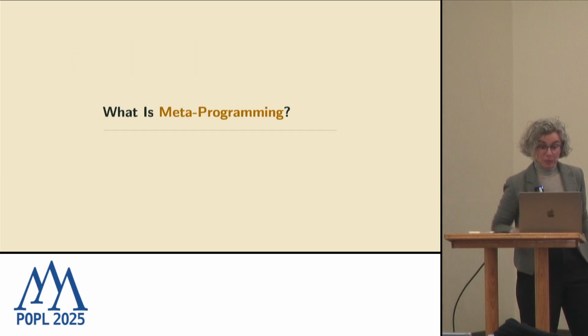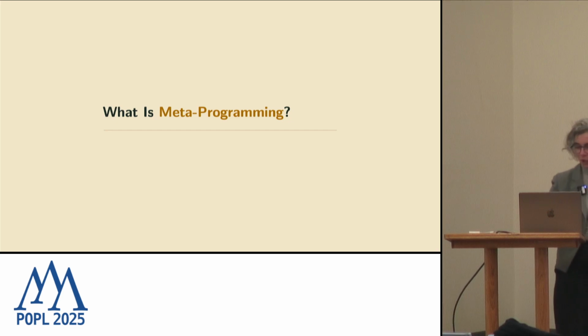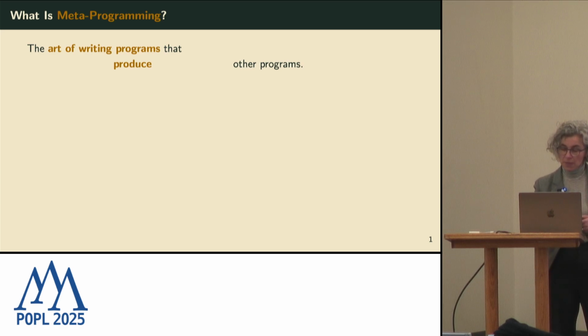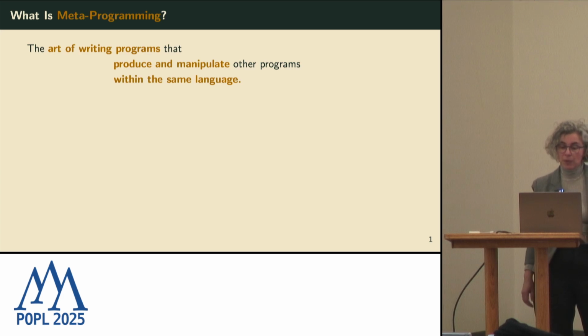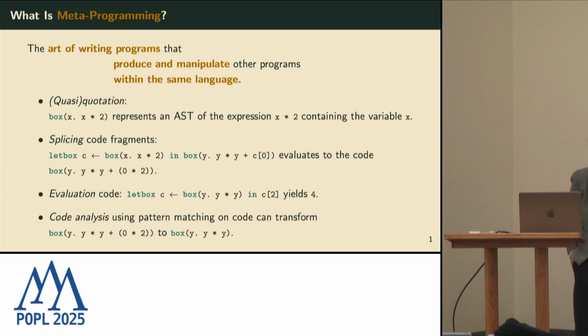So the first thing maybe we should agree on is what do we mean by metaprogramming in this setting? What I understand here in this talk about metaprogramming is that we want to write programs that produce other programs. And we'd like to also manipulate these programs within the same language. So typically, metaprogramming systems support at least 3 of these operations, but we also want to support the 4th one.